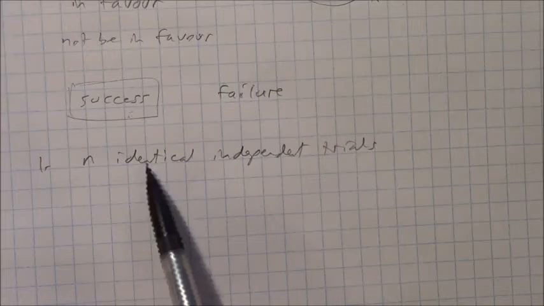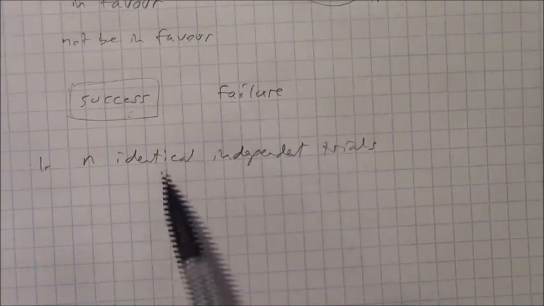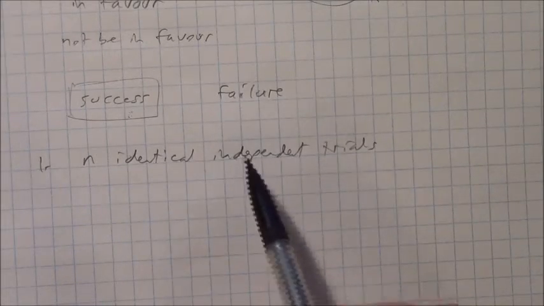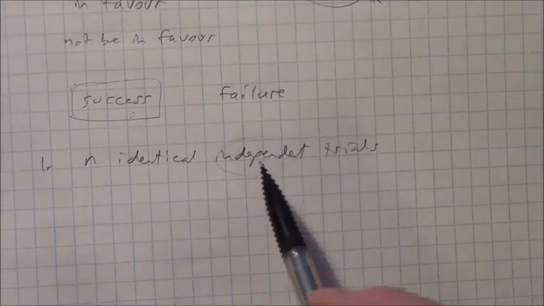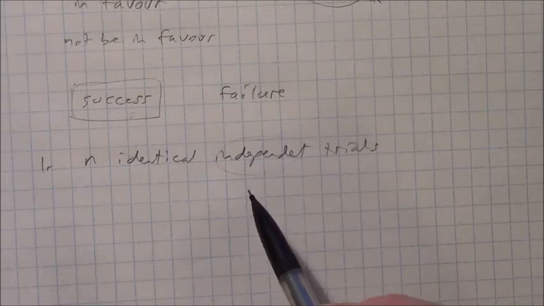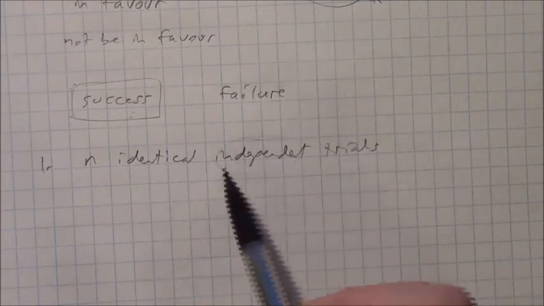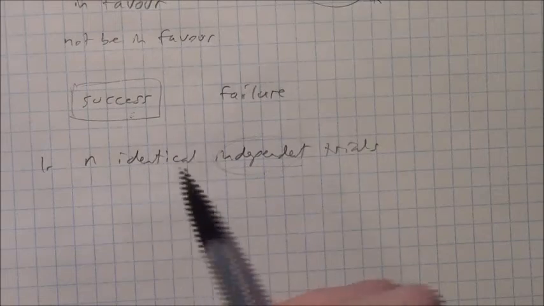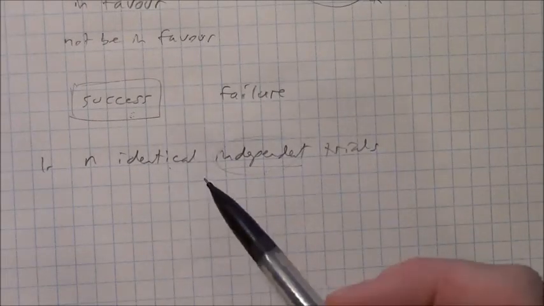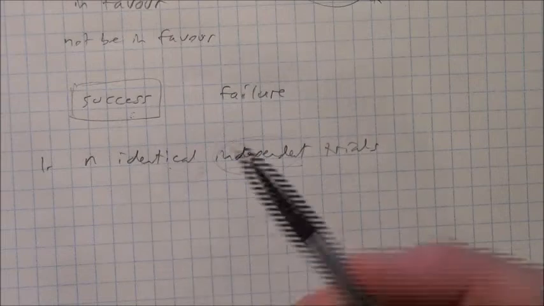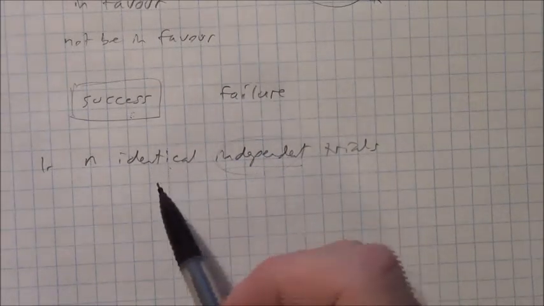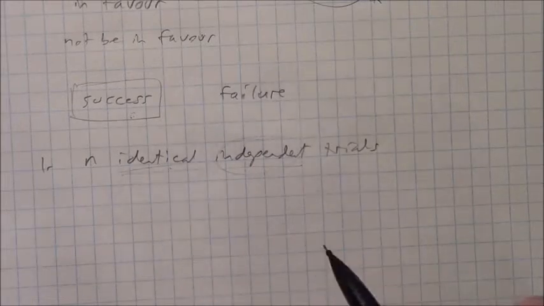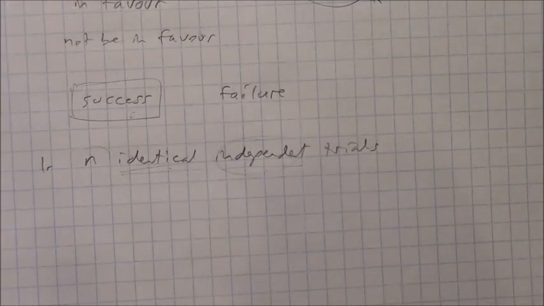Meaning that they're independent, meaning that the occurrence of one outcome does not affect the probability that the other would occur. Hence, the independent. And they're identical, meaning that the probabilities will not change. Hence, the idea of probability with replacement, where the probabilities themselves will not change. So they're identical in that way. And there's some n number of trials.